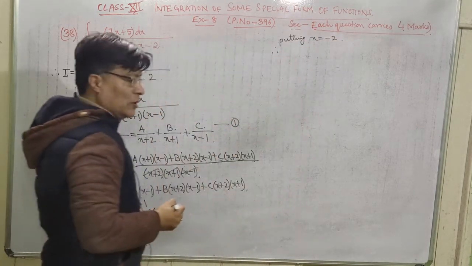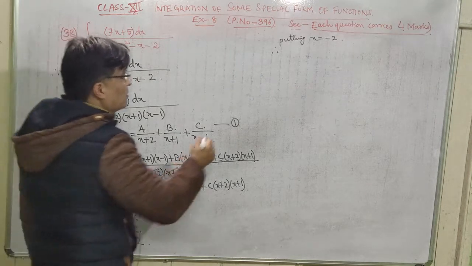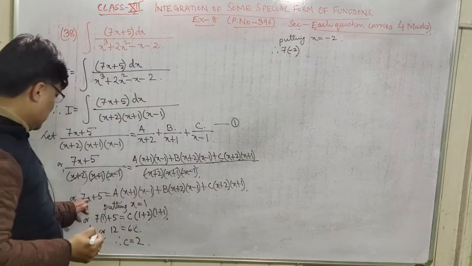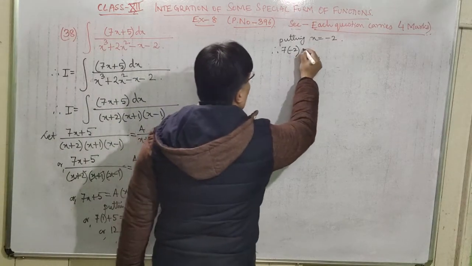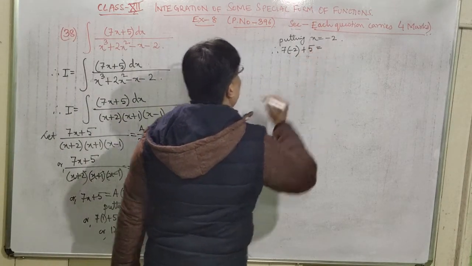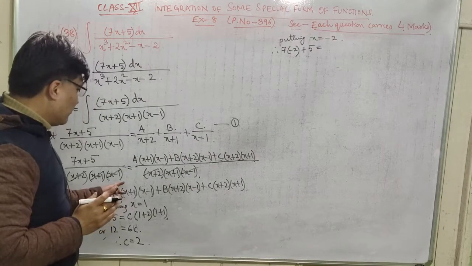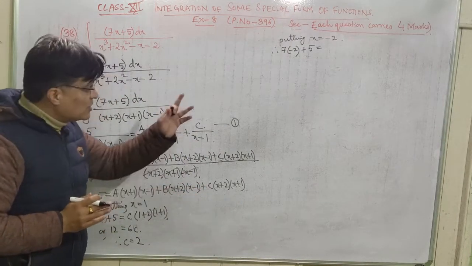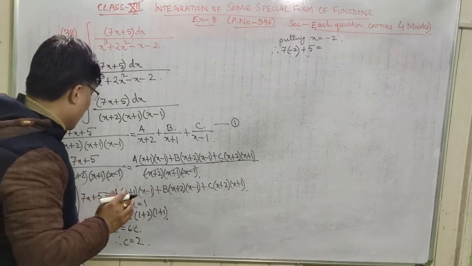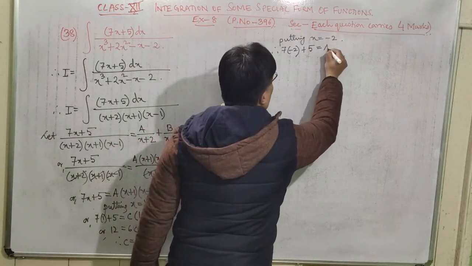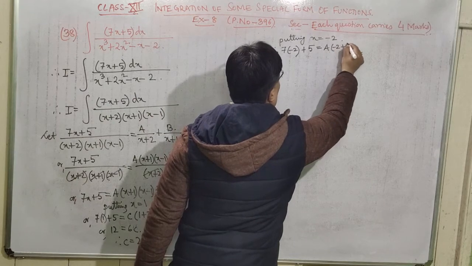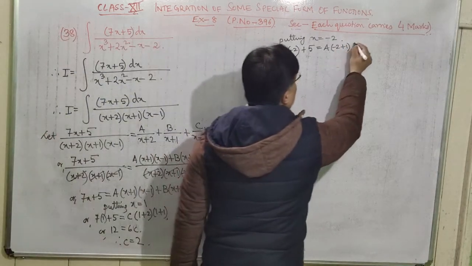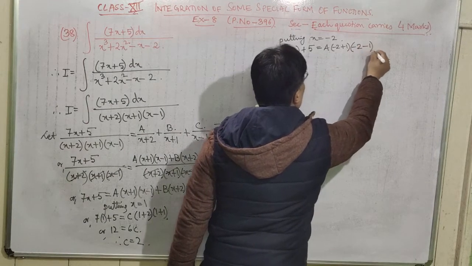So now this left hand side becomes 7 into minus 2, plus 5, is equal to, now we are getting the value for a only. And this b and c will be 0 by putting x is equal to minus 2. So we have a into minus 2 plus 1, and then minus 2 minus 1.